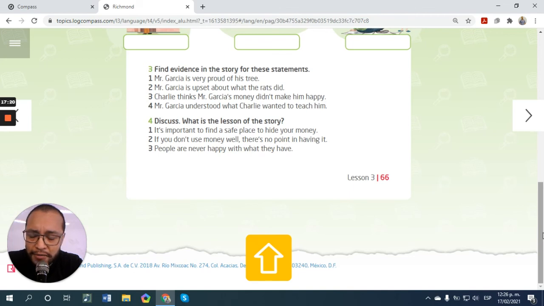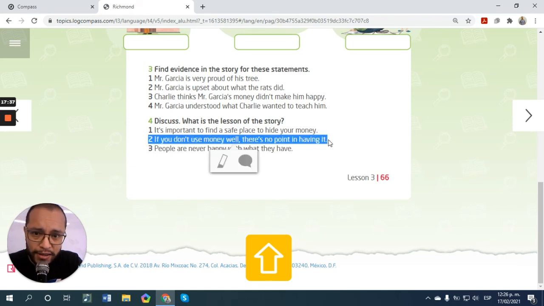If you're going to have the money just there sitting at a place and you don't help anybody, you don't even use it for yourself or to make your family happy, there's no point in doing that. So what's the money for if it's not for making you happy, right? So personally, I would choose the point number 2 here, which is, if you don't use your money well, there's no point in having it. Si no utilizas bien el dinero, no hay razón para tenerlo.